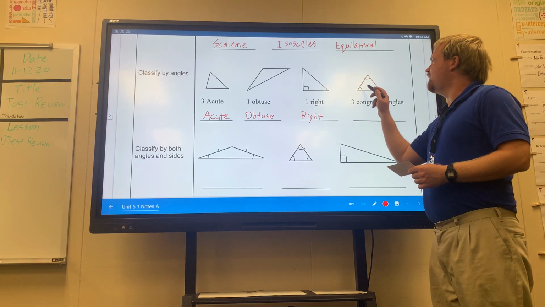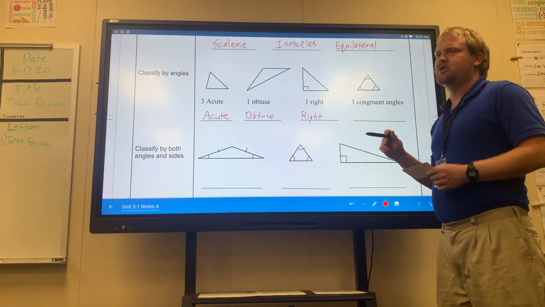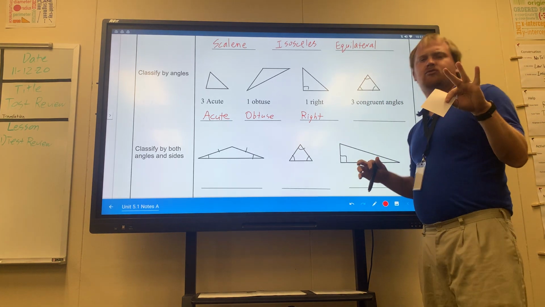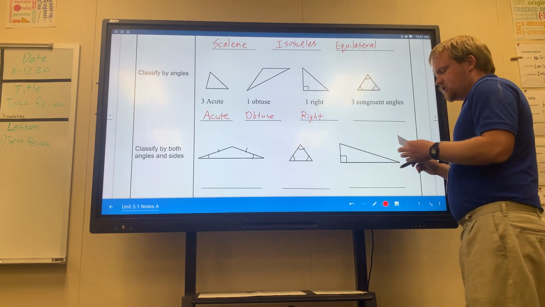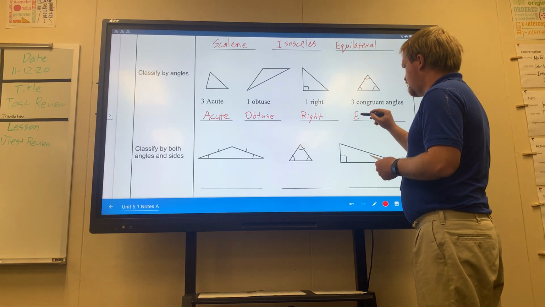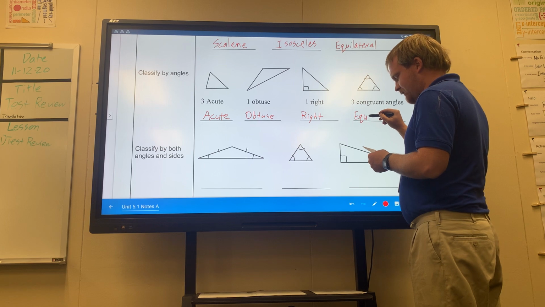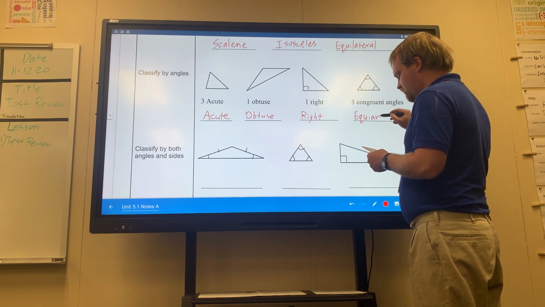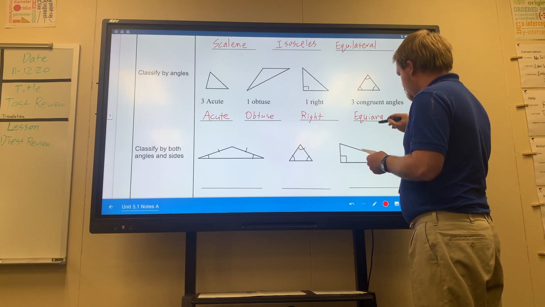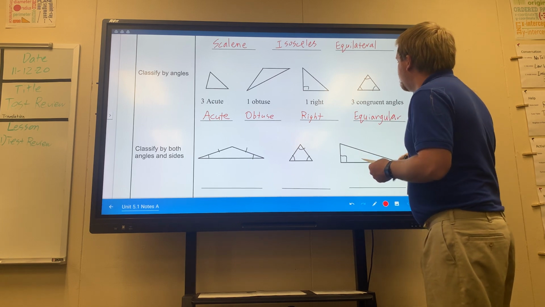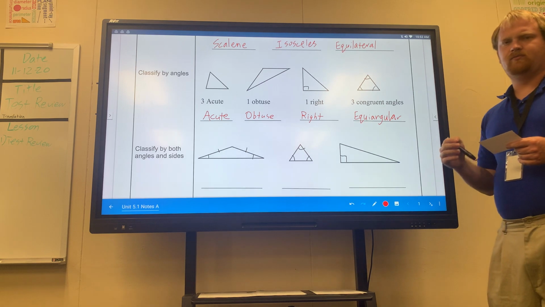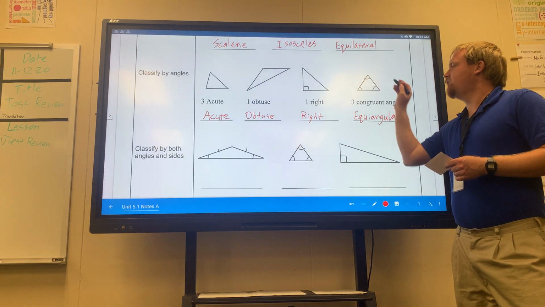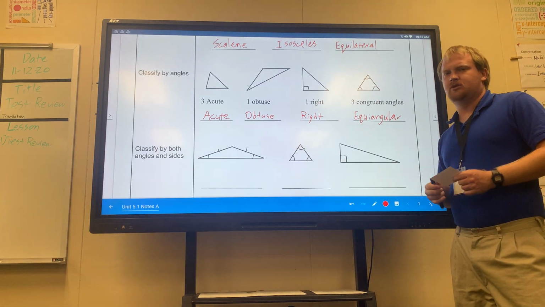But if I have three angles that are congruent to each other, they are equiangular triangles, which means all three angles are equal to each other.